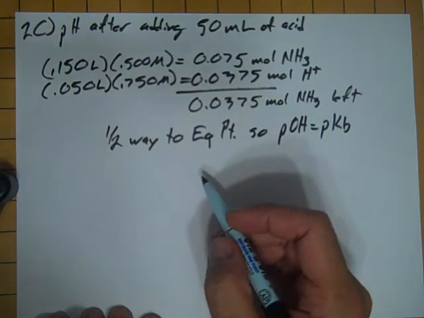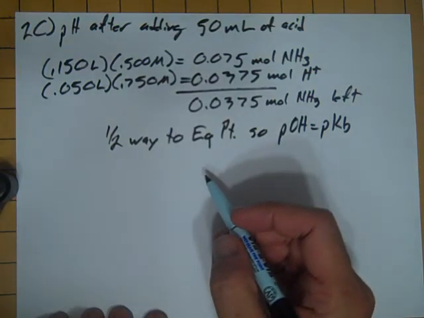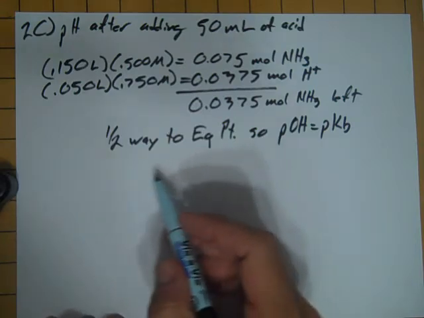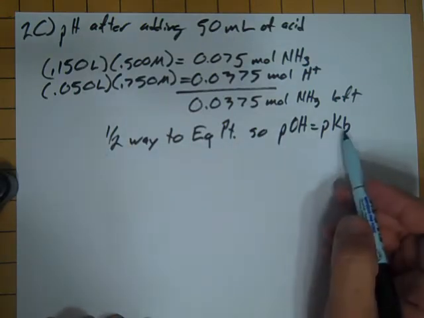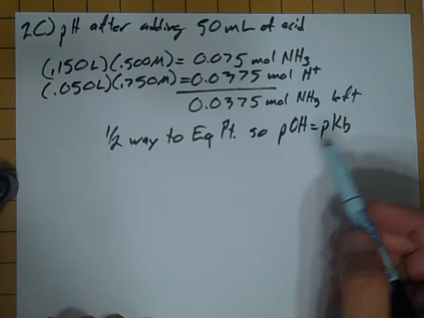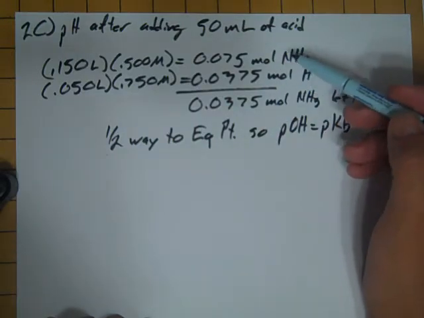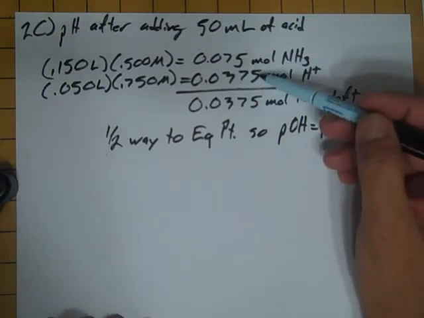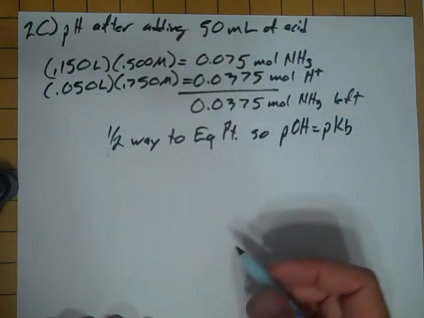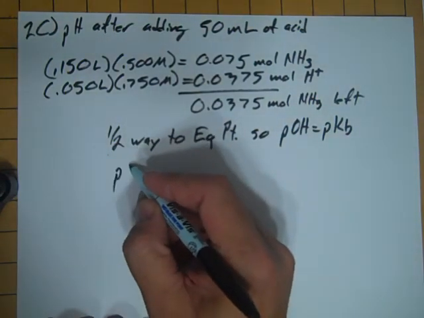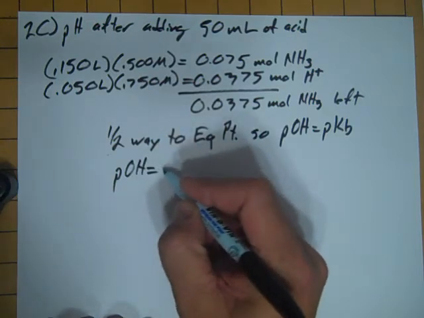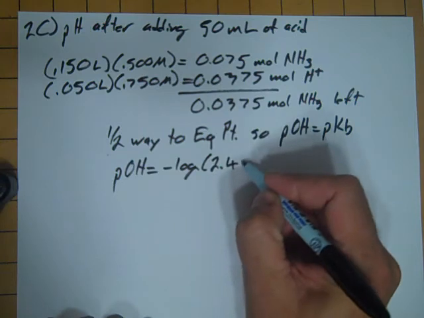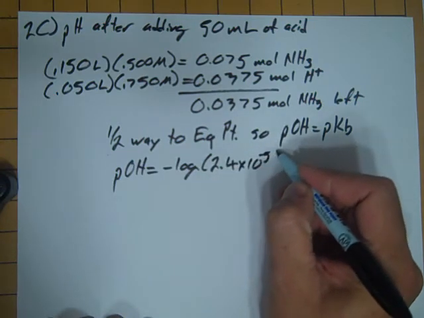Right? You could eventually get to the same answer by going through all the calculations we did in part B, but it's not necessary. Just point out clearly we are halfway to the equivalence point, that our concentration of NH3 and NH4+ are the same, and that we can simply say pOH equals negative log of 2.4 times 10 to the minus 5.